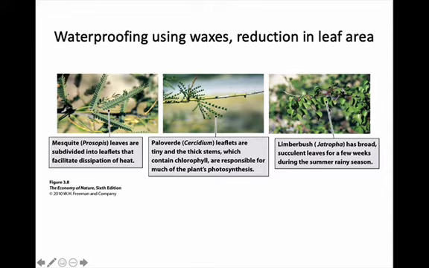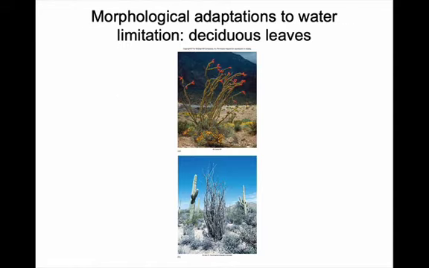An alternative adaptation to minimizing water loss in arid land plants is to simply drop your leaves when you are experiencing arid conditions and only produce leaves during a rainy season, for instance. So here's a plant called Fouquieria splendens from the Sonoran Desert, and it's one of the extremes of leaf flushing and leaf dropping.